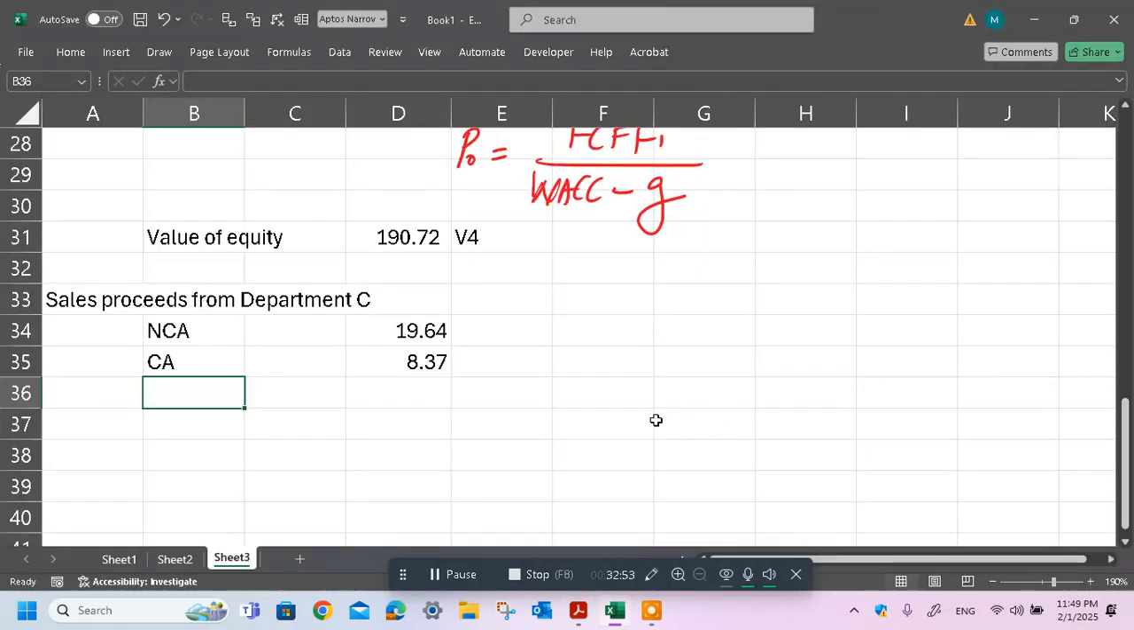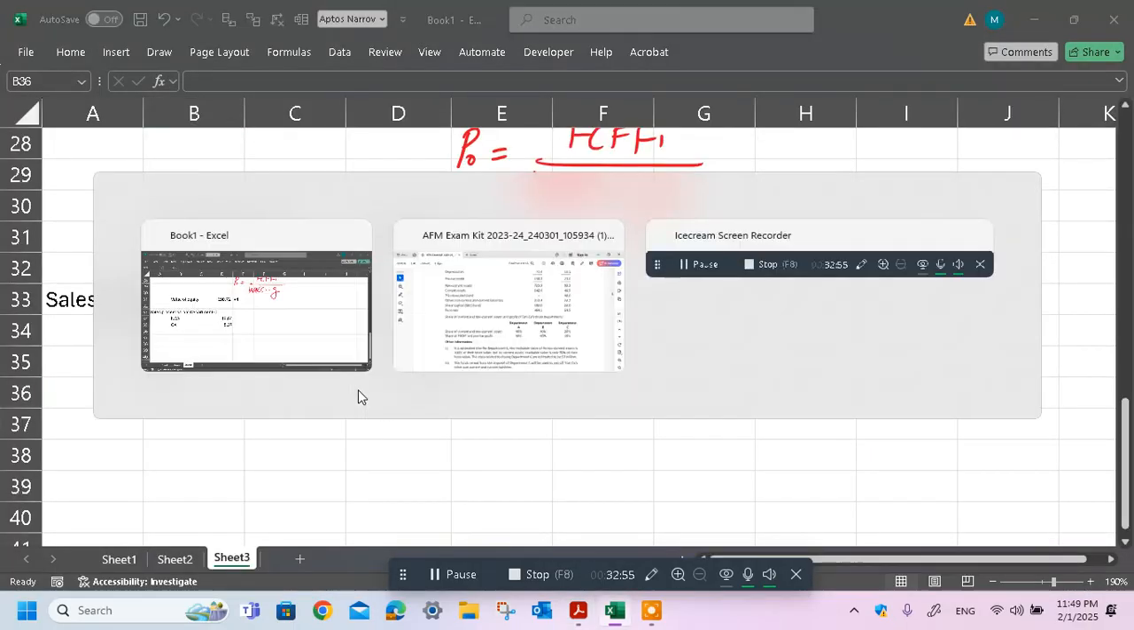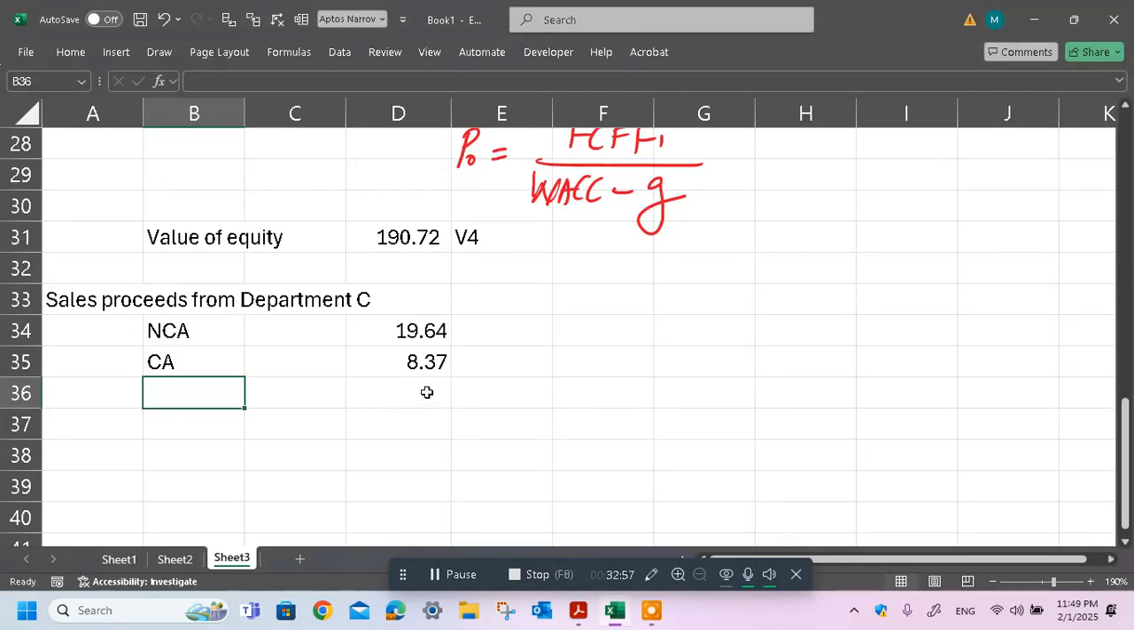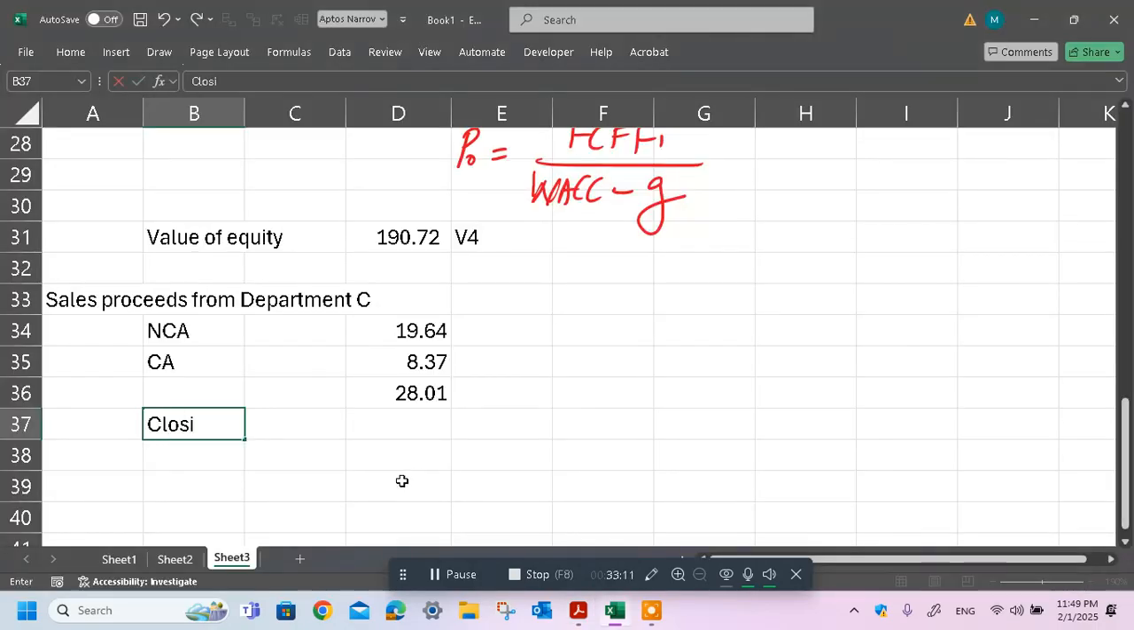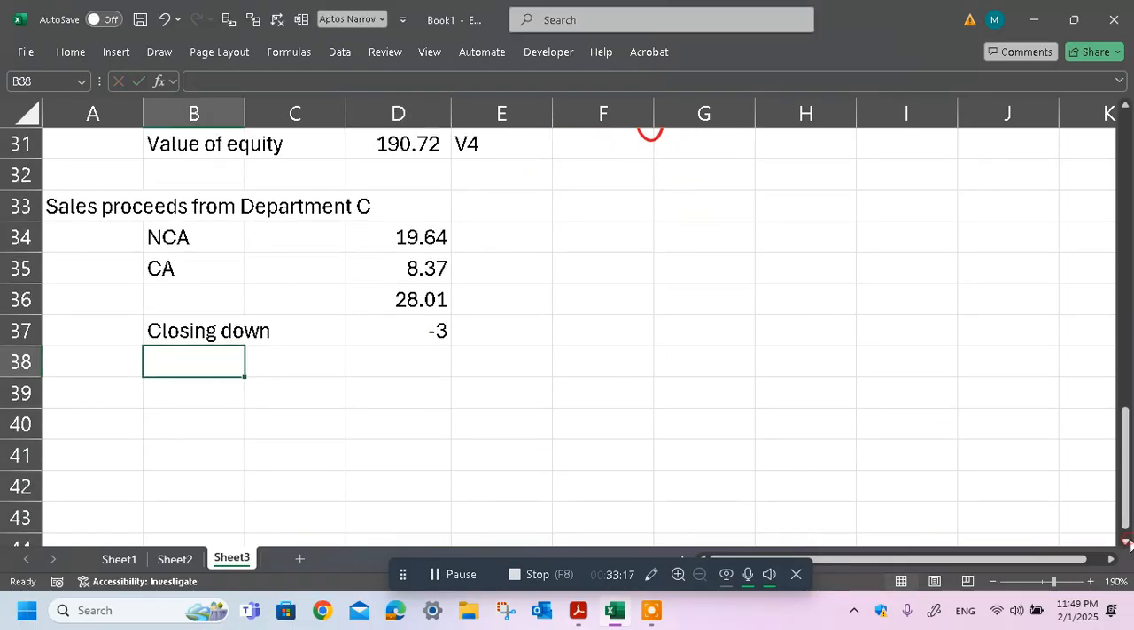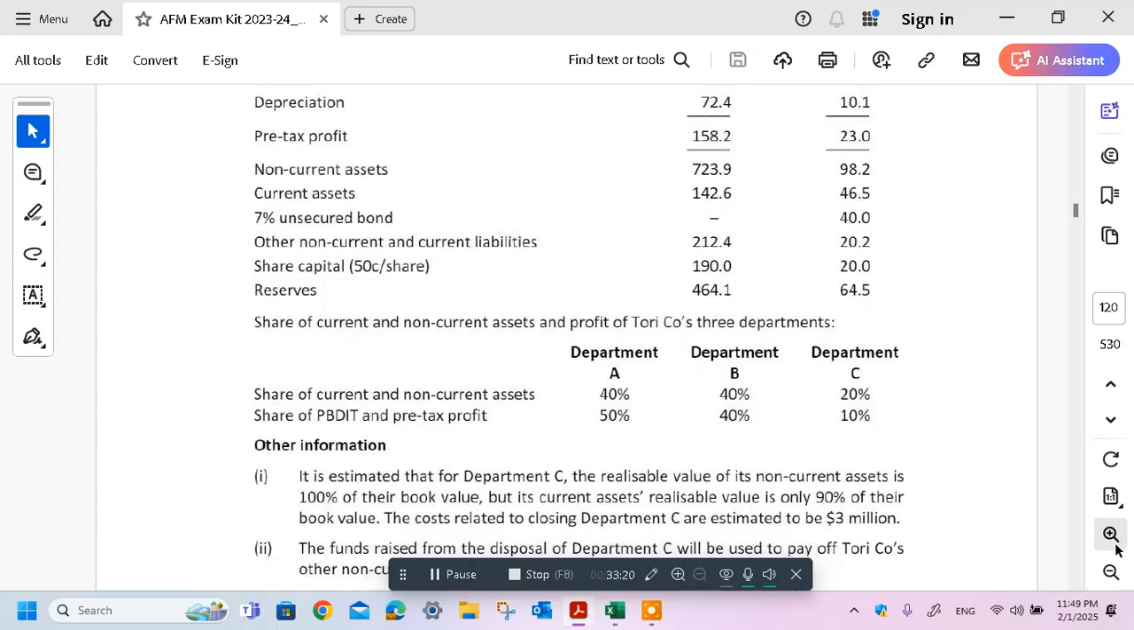So that's what you get from the assets total. So let me get the total gross proceeds. What are you going to do with these proceeds? Here, the costs related to closing department C are estimated to be 3 million. So closing down cost, there is 3 million for you, minus 3. Let's subtract it. What else do we have to do?